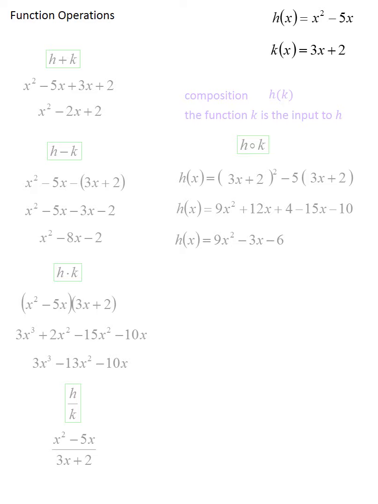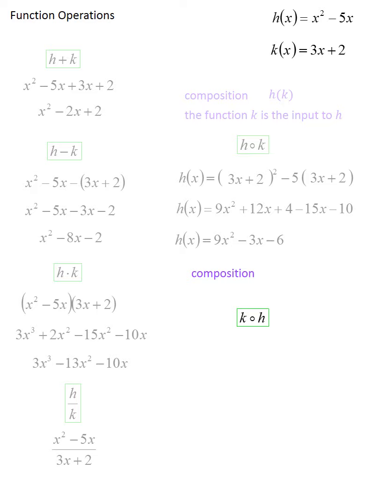So we just did h composed with k. Let's reverse it and take a look at k composed with h. By the way, composition is not a commutative operation, meaning when you switch the order, it's possible to get a different answer. And that's okay, and that's what will happen in this case. These are two separate questions. You'll either be asked to do one or the other, more than likely not both.